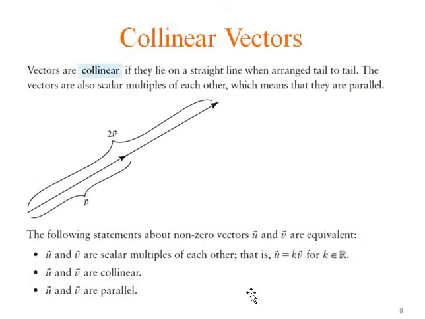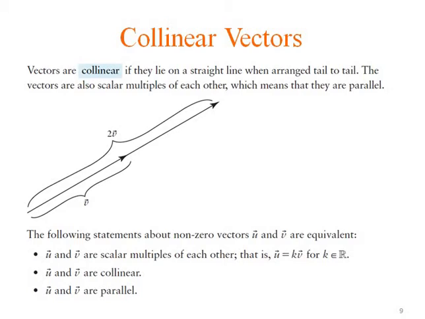Next concept is going to be collinear vectors. What are collinear vectors? Vectors are collinear if they lie on a straight line when arranged tail to tail. The vectors are also scalar multiples of each other, which means that they are parallel. So as you see here, we have v and we have 2v. Both of them are collinear and both of them are parallel.